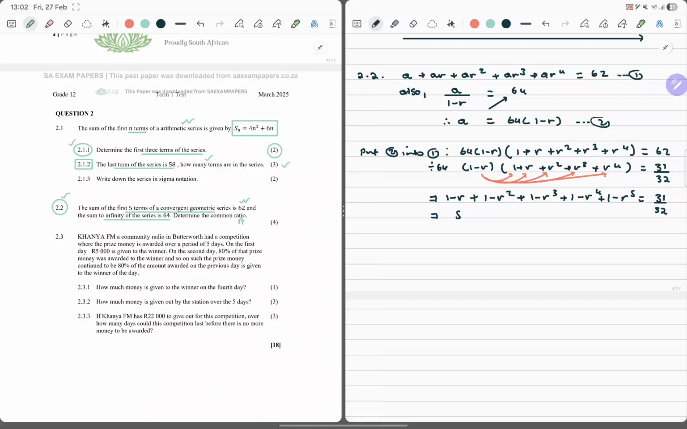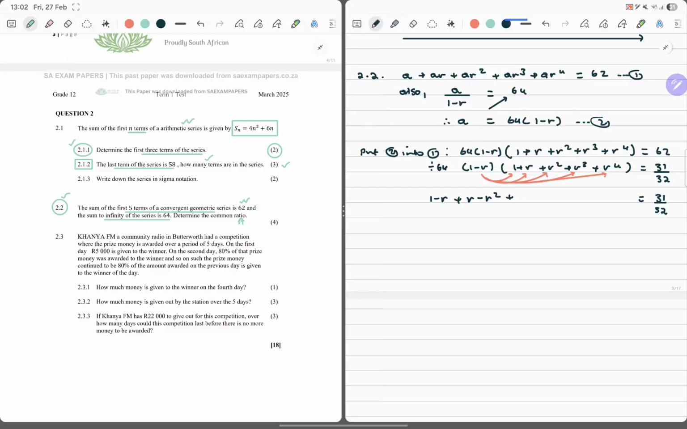Oh yeah, I did an incorrect FOIL method. Yeah, I can see something is not making sense here. Right, so remember, this 1 times 1 is going to be 1 minus r, plus. Now r distributes to 1, it's going to be r minus r squared, yes.